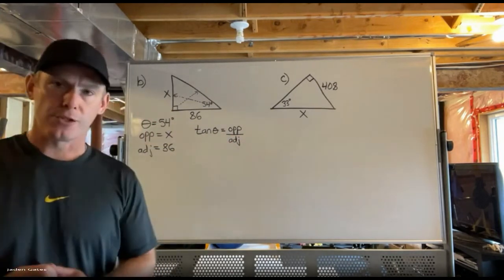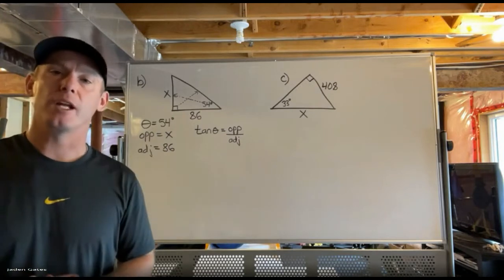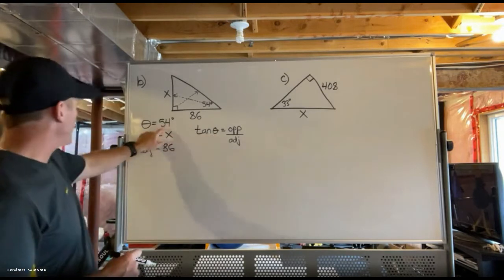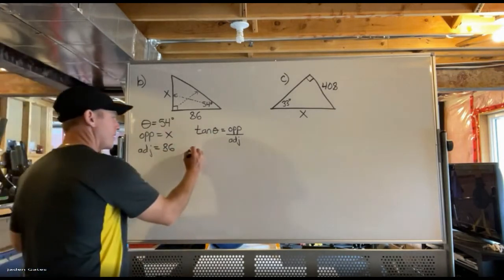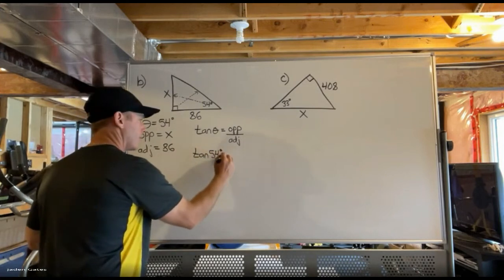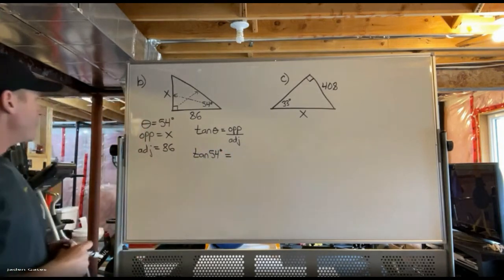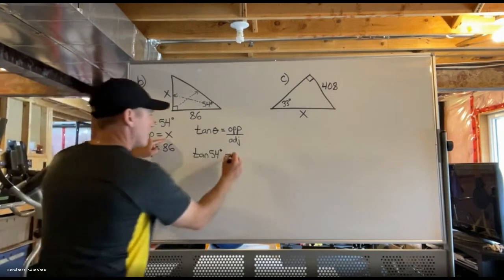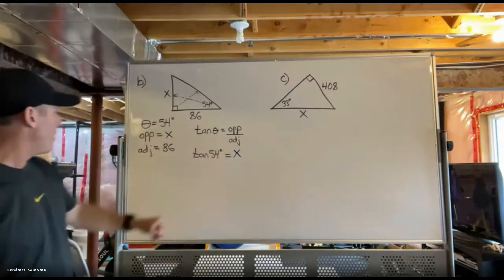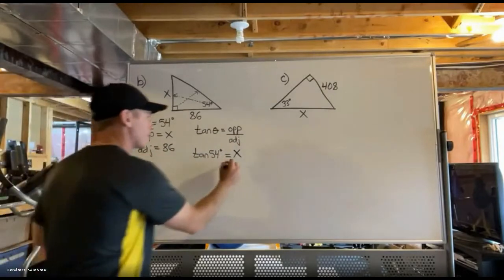Now I get to my third step: sub my information in and find x. Well, I know theta, that's my angle here, 54. So I'm going to write tan 54 degrees. The opposite, that's an x. The adjacent is on the bottom, that's my 86.